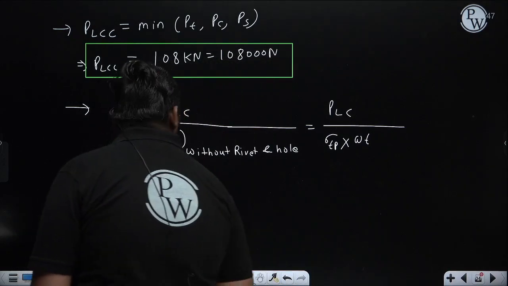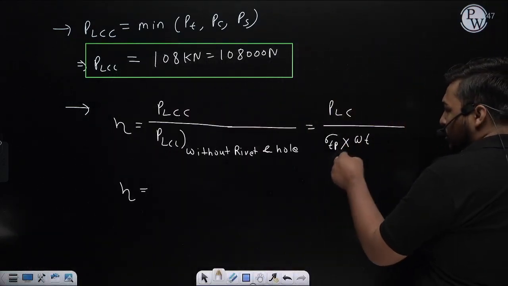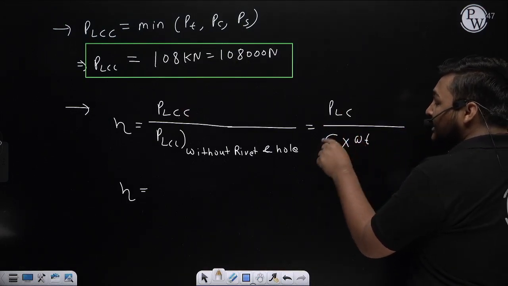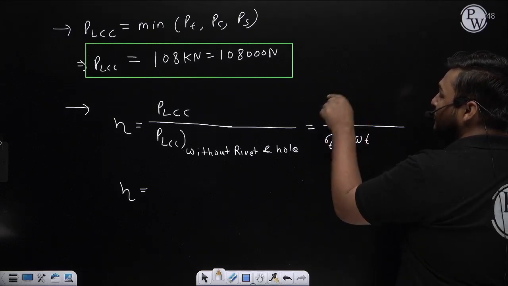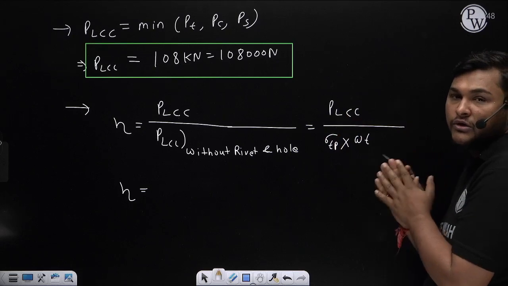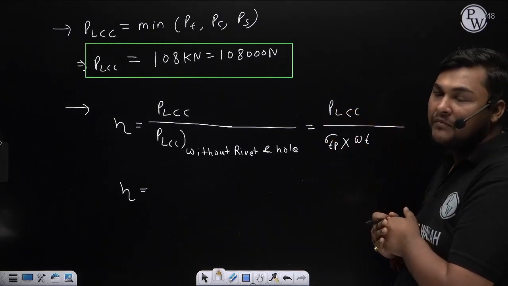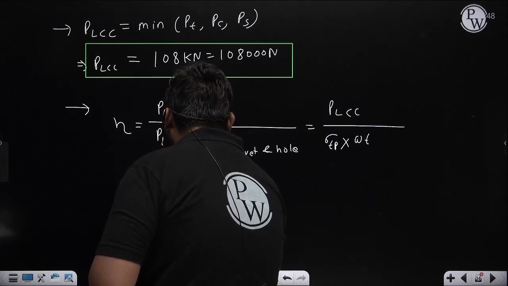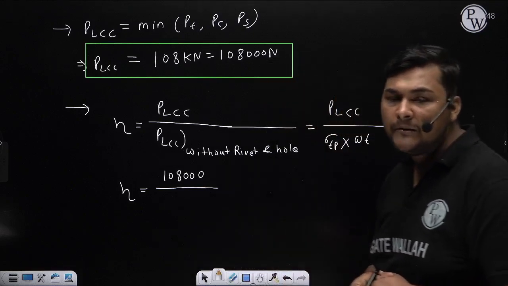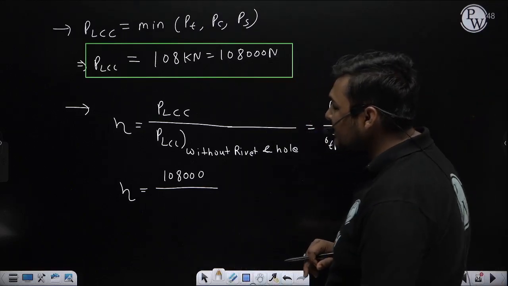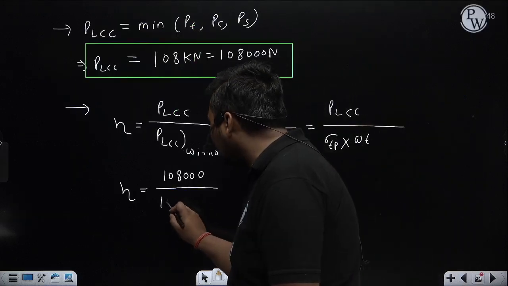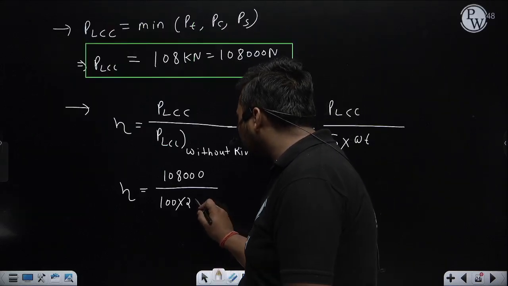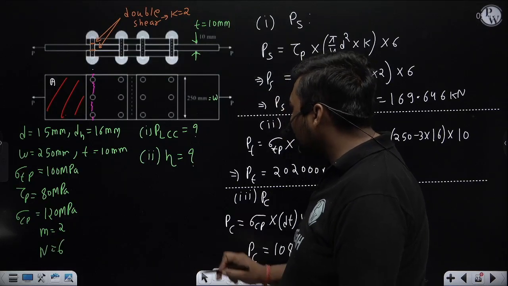Now, be careful with units. If here you are putting sigma TP in newton per mm square or megapascal, and width into thickness in mm square, it will come in newton. And if the below side is coming in newton, put the value of actual load carrying capacity also in newton, because the unit of both terms should be the same. So here we'll put the actual load carrying capacity value in newton, which is 108,000 newton. Now sigma TP is the permissible tearing tensile stress of the plate, which is 100 MPa, into W, the width of the plate, which is 250, and T is the thickness of the plate, which is 10 mm.